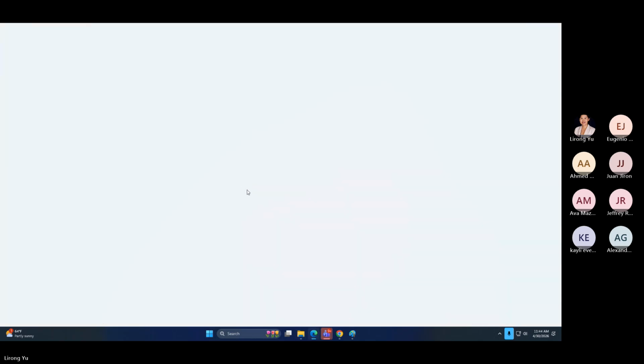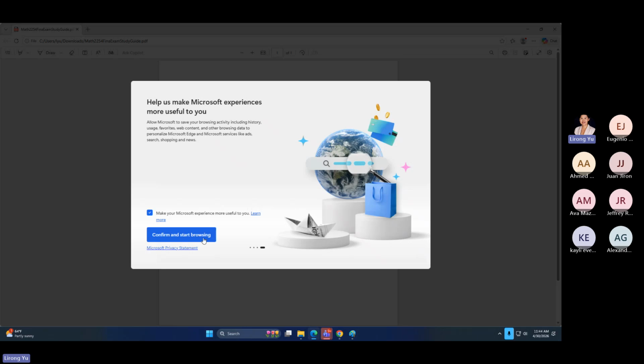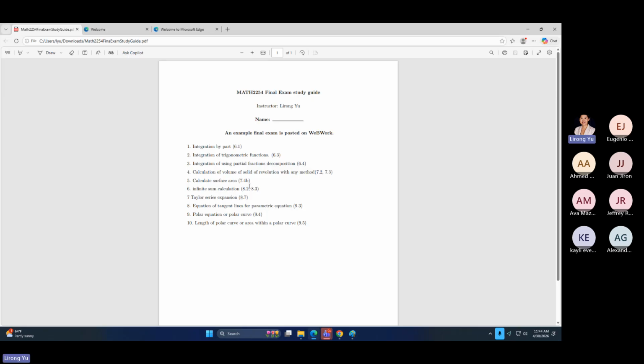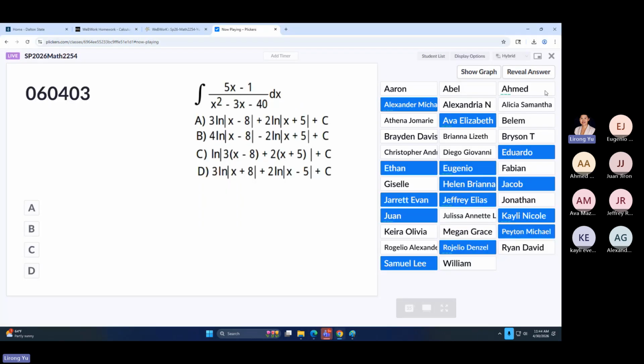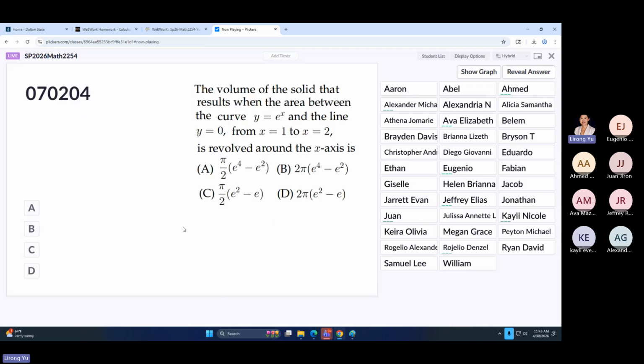Oh, different browsers. Okay, so we're up to 1, 2, 3, probably. All right, let's move on. The next question I want to try is a volume calculation. Try this one.